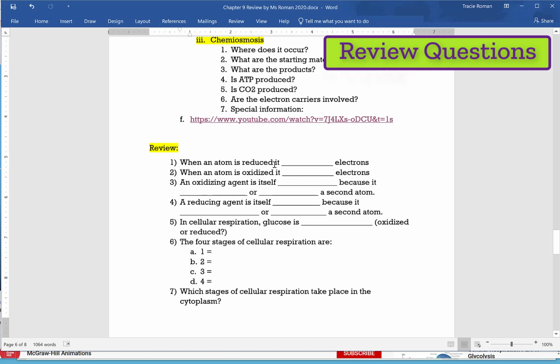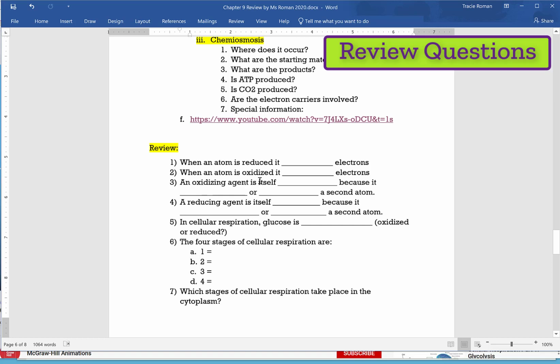When an atom is reduced, does it gain or lose electrons? When an atom is reduced, it is gaining electrons. When an atom is oxidized, is it losing or gaining electrons? When an atom is oxidized, it is losing electrons.